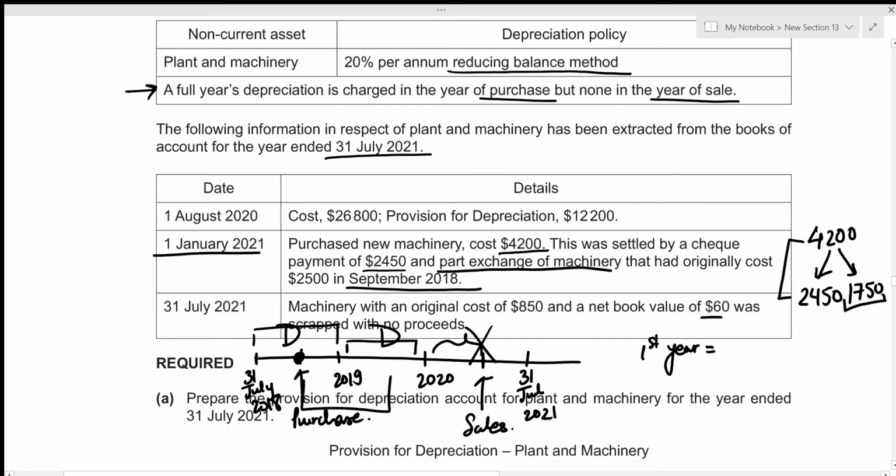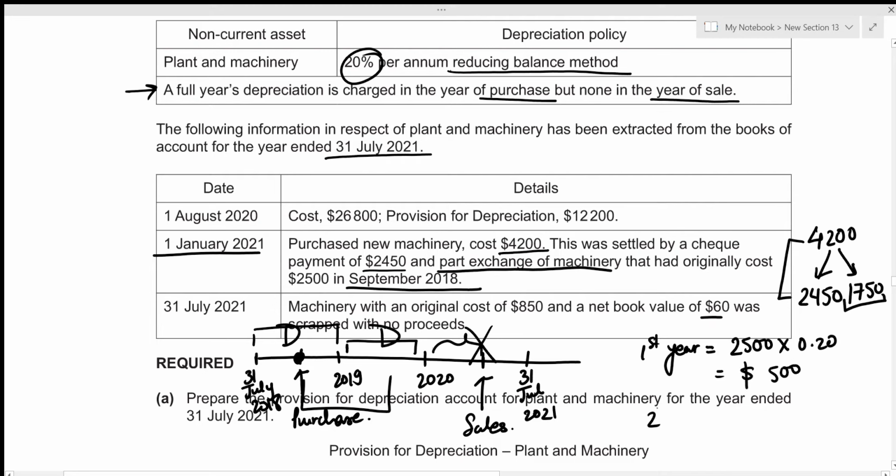The rate of depreciation is 20%, and the method is reducing balance method. But since in the first year there will be no provision for depreciation, we can easily apply the rate to the cost. So that's 2500 times the rate of 20%, which we can write down as 0.20. So this gives the first year depreciation to be 500.